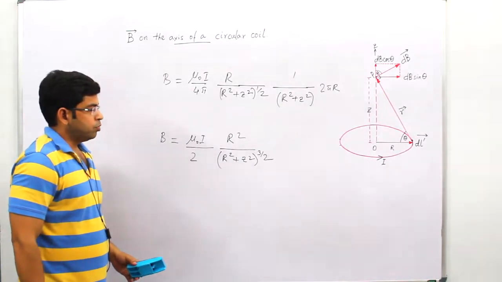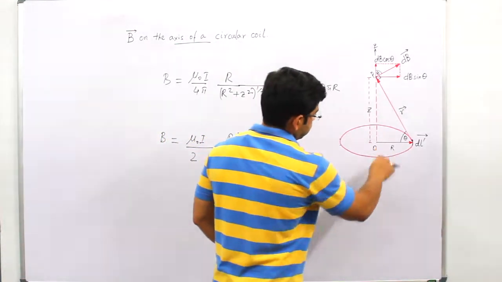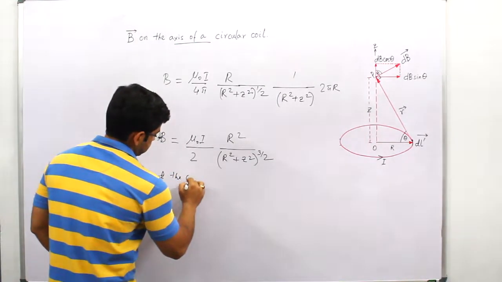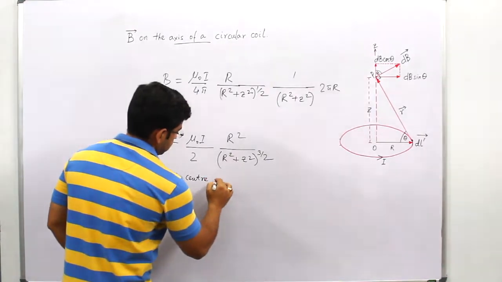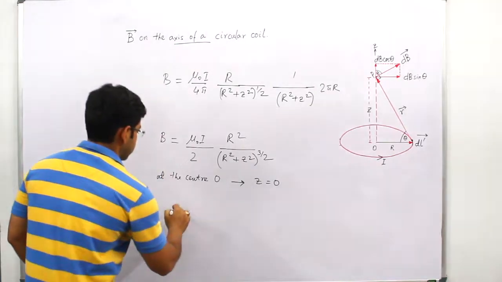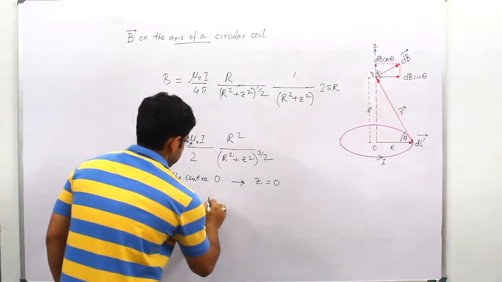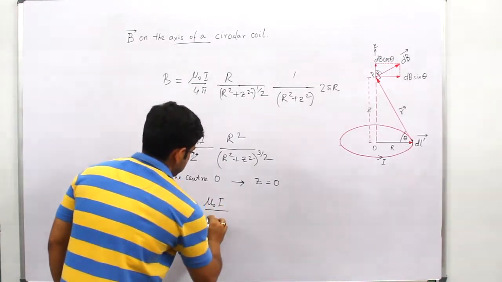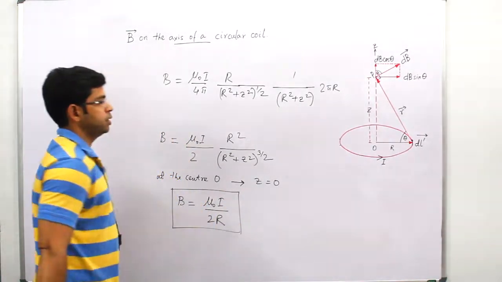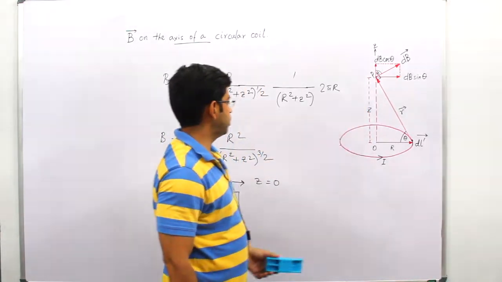Now you see, if you want to calculate the magnetic field at the center of the coil, that means at O, you simply put Z equals to 0, and we will get mu 0 I by 2R. So this is the magnetic field at the center of a circular coil, and this is the magnetic field at a distance Z from the center of the circular coil.